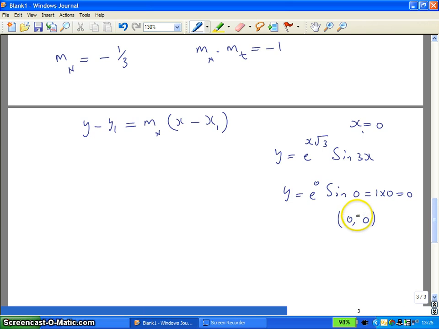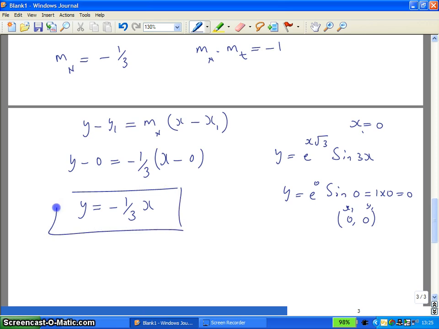So we do that. y minus 0, remember that one, y1, is equal to the gradient of the normal, minus a third, and then x minus x1 here. Remember, this is x1 and this is y1. It's equal to 0, so therefore y is equal to minus 1/3 of x. That would be the equation of the normal.